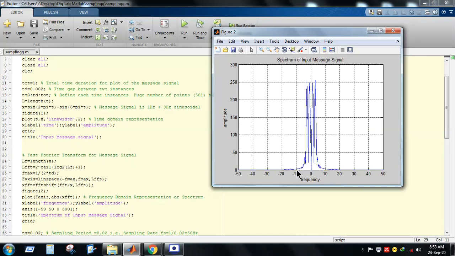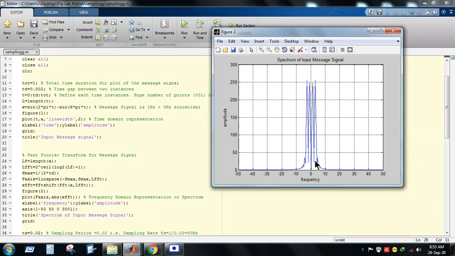Although the theoretical bandwidth of this signal is 3 hertz, for practical cases the bandwidth will be 10 hertz, because the maximum spectrum will remain between minus 10 and 10 hertz. So this is basically the bandwidth.